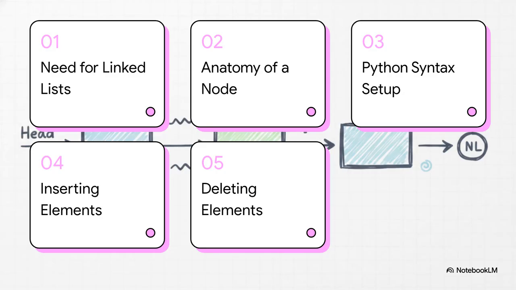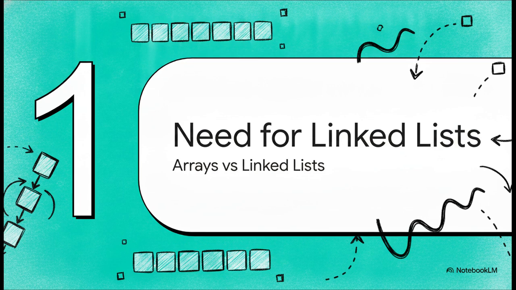So here is our roadmap for the explainer today. We're going to cover 1, the need for linked lists, 2, the anatomy of a node, 3, the Python syntax setup, 4, inserting elements, and 5, deleting elements, along with some tricky edge cases. Kicking things off with Section 1, the need for linked lists.